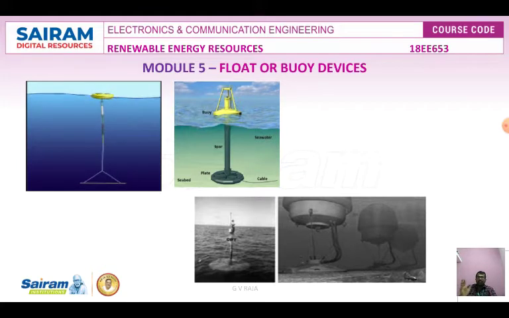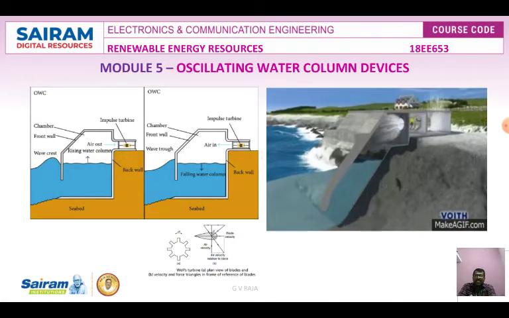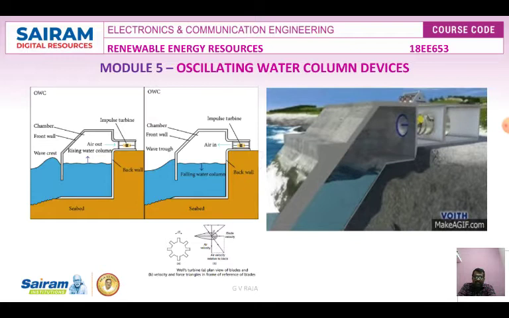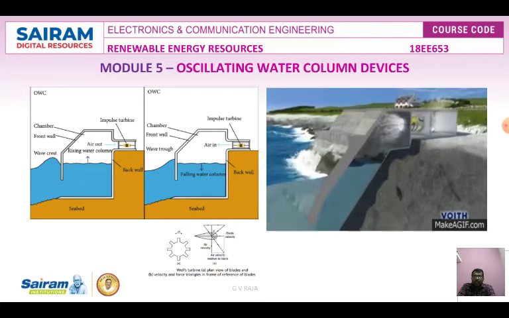The series of anchored buoys rise and fall with the wave, which creates the mechanical energy to drive the electrical generator for the generation of electricity, which is transmitted to the ocean shore by underground cables. With the help of underground cables, it reaches the plant. This is nothing but floating device, or otherwise it is called buoy devices. Second one is oscillating water column devices.